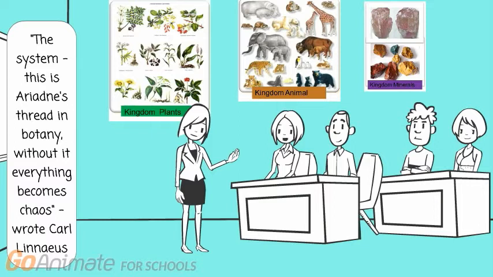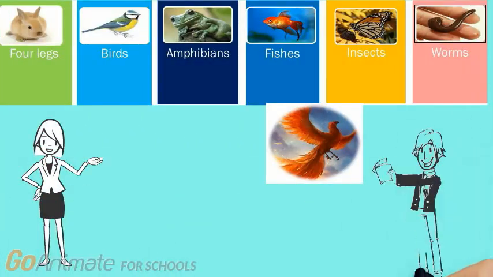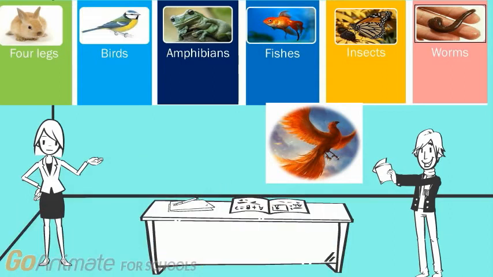"The system, this is Ariadne's thread in botany, without it everything becomes chaos," wrote Carl Linnaeus. Animals, for instance, he represented on 2 pages in 6 columns, each one named after one of Linnaeus' classes. Besides these 6 classes, Linnaeus set off half a column for the so-called paradoxes, which included mythical animals like the unicorn, the griffin, the phoenix, the dragon, etc.